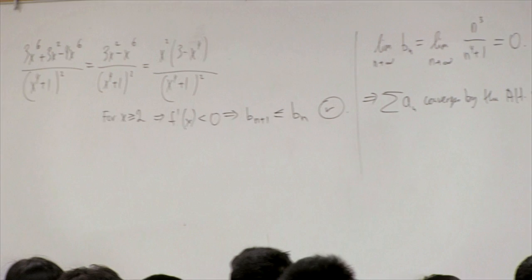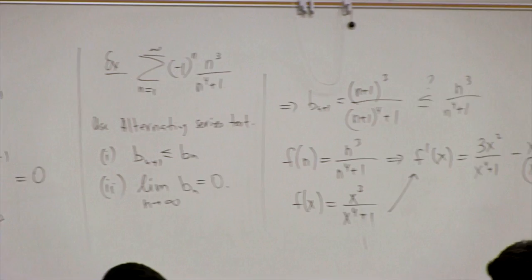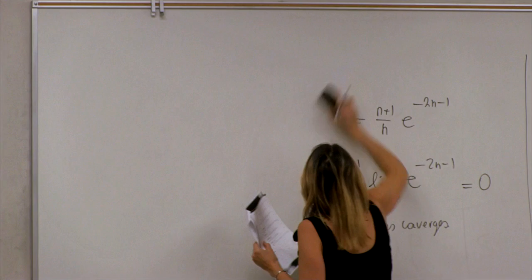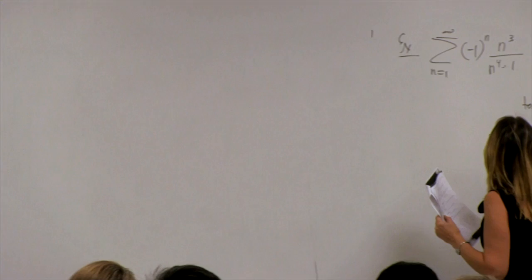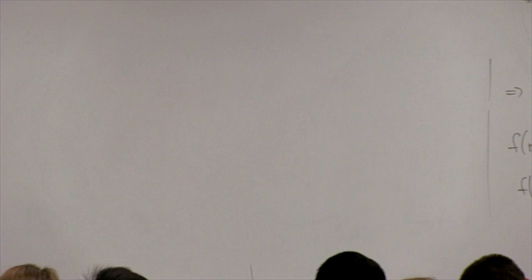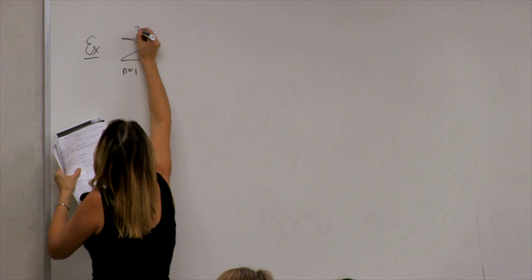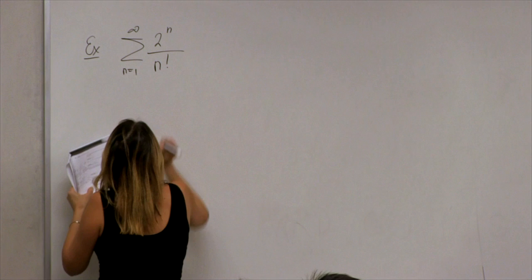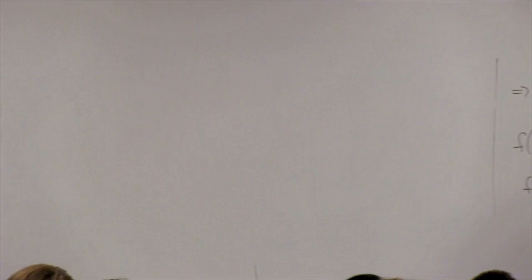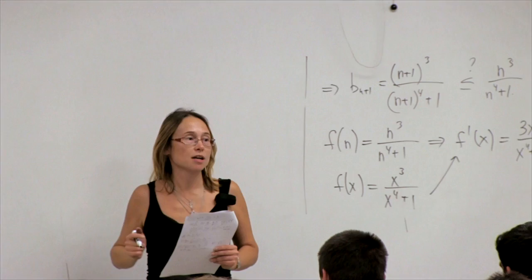Okay. Next example. 2 to the n over n factorial. So this series calls for the ratio test because it involves the factorial. So it's a good candidate for the ratio test.